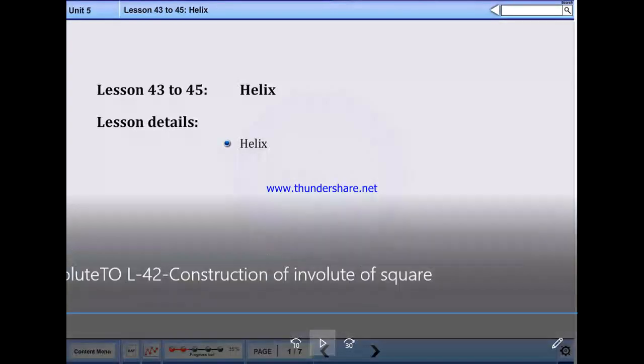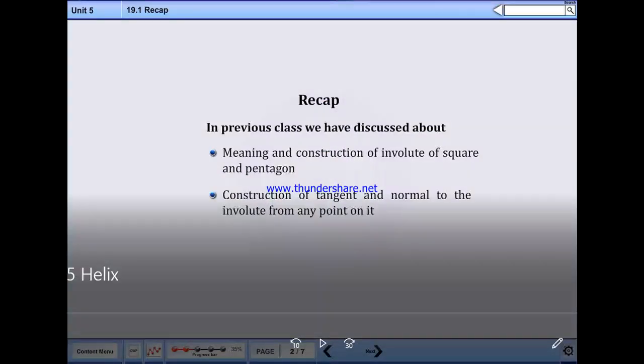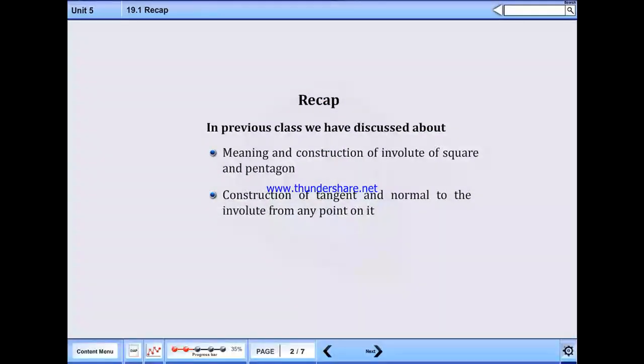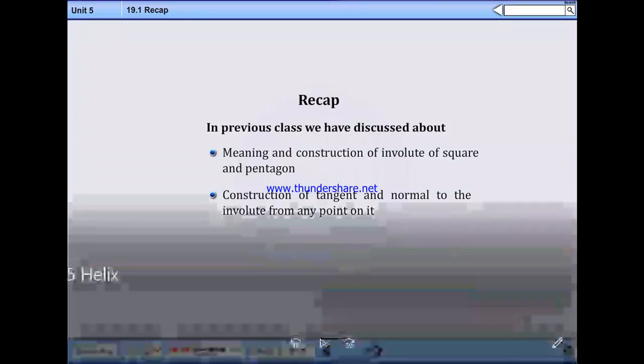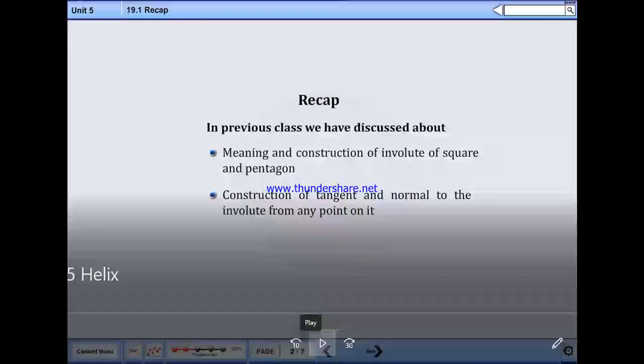Now the next topic is helix. Before starting the helix, the previous data will be used as a recap of the previous information, like the meaning and construction of involute of square and pentagon, and construction of tangent and normal to involute from any point on it. So with this background, you may study the helix.